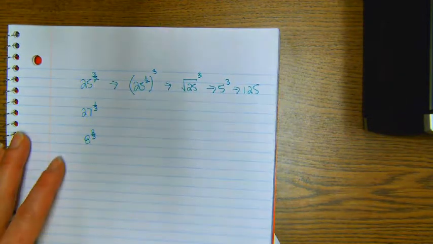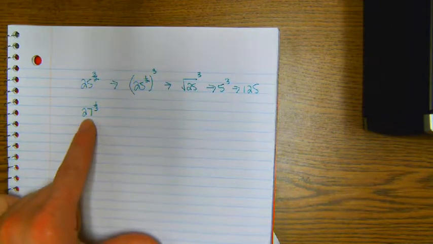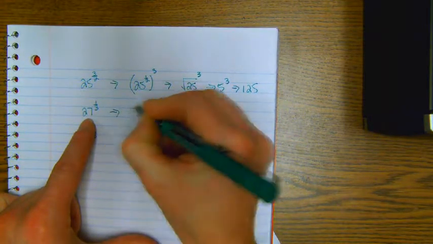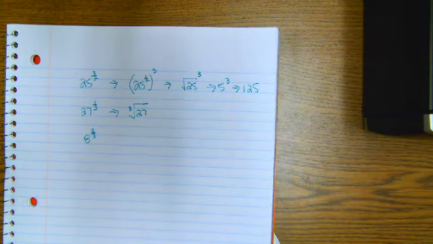Okay, this one should be easy. 27 to the 1/3, what root is that? This is the cube root of 27. In other words, what number multiplied by itself, not times 3, but by itself 3 times, gives me 27? What is it? 3.